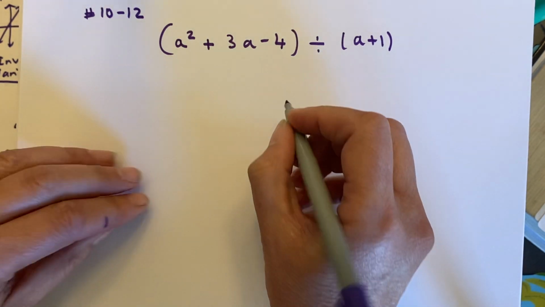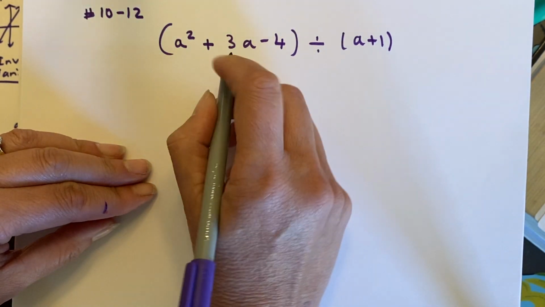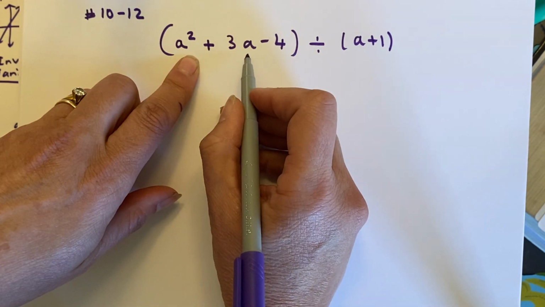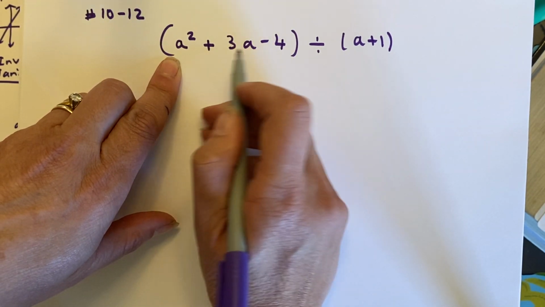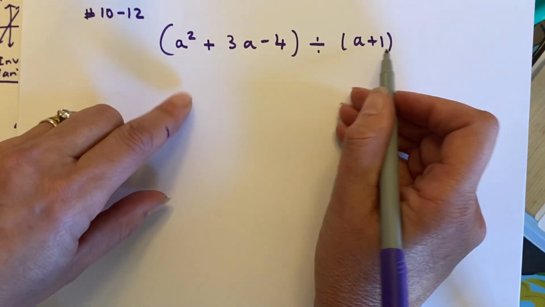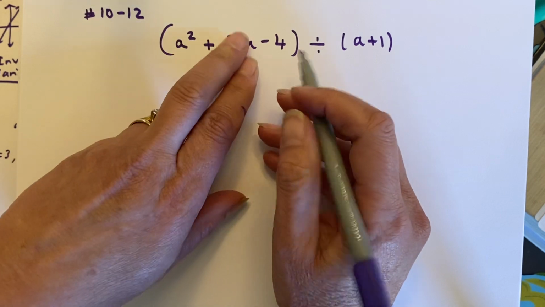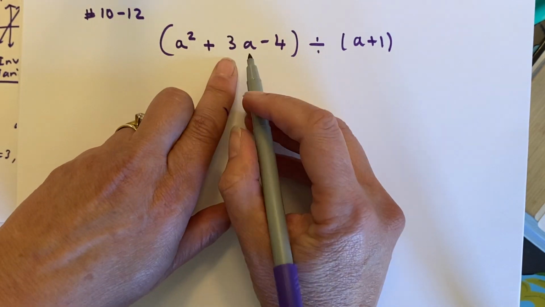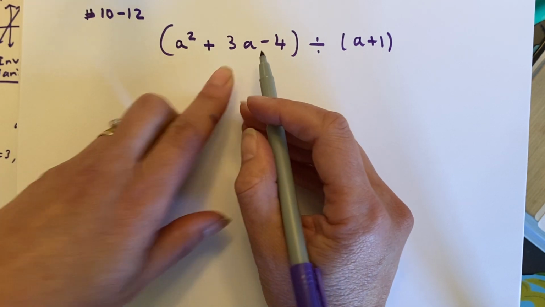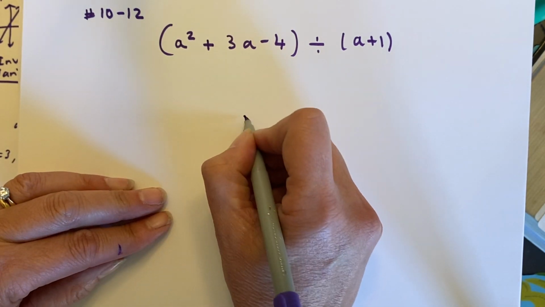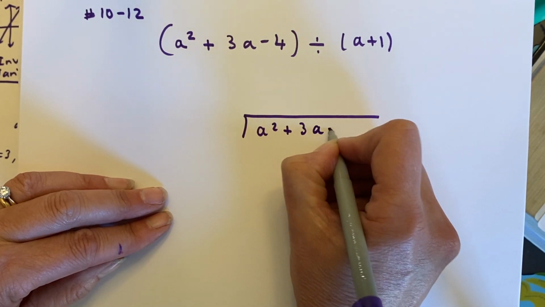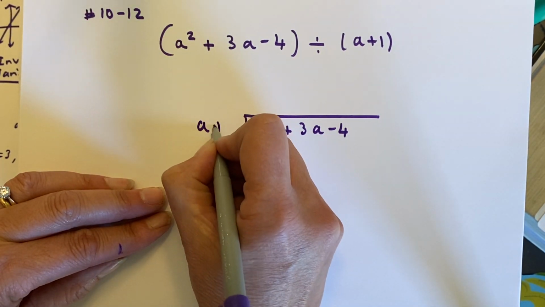In this situation, you're just going to do what you've been doing before. If for any reason this said a squared minus 4 plus 3a, you have to make sure to put everything in descending degree. Same with this. If this is 1 plus a, you'd have to reverse it. If there's a missing term, say it said a squared minus 4, you'd have to make sure that you add 0a. Okay, this is really important. So here, a squared plus 3a minus 4 divided by a plus 1.